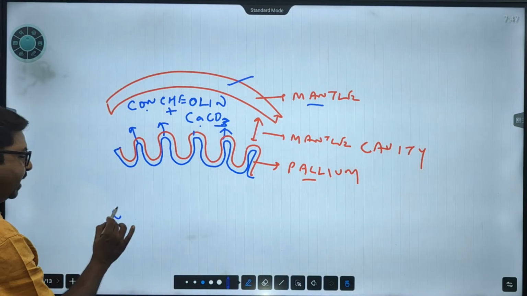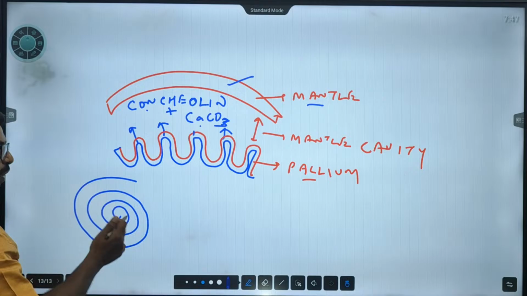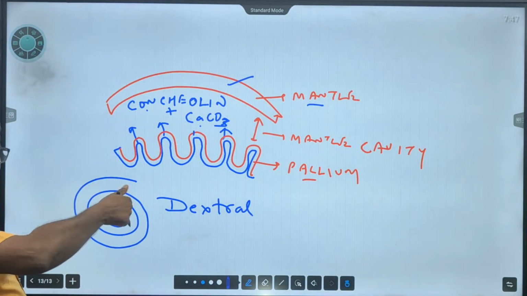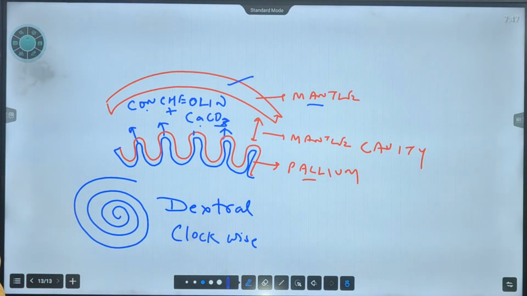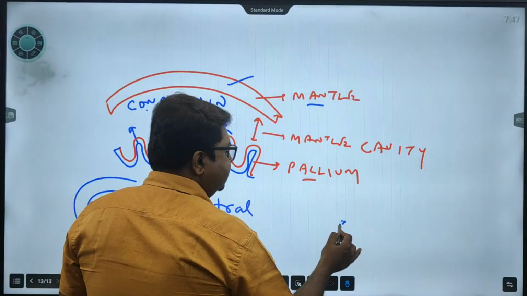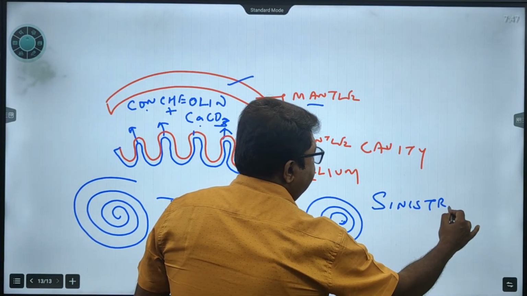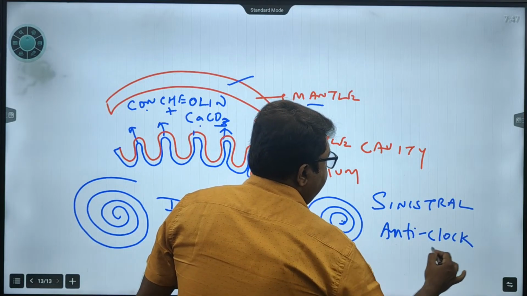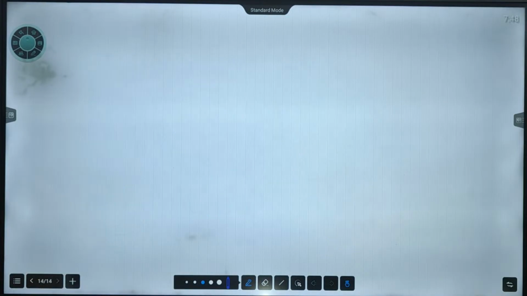Now tell me, which way is the shell going? This movement is clockwise. If the shell moves clockwise, to the right side, this is called dextral. If it goes anti-clockwise, we call it sinistral. Is this clear?